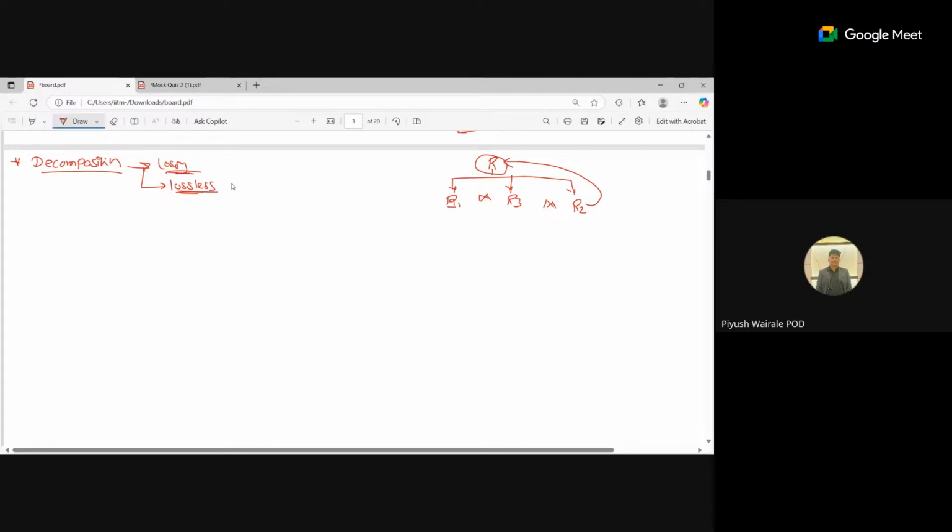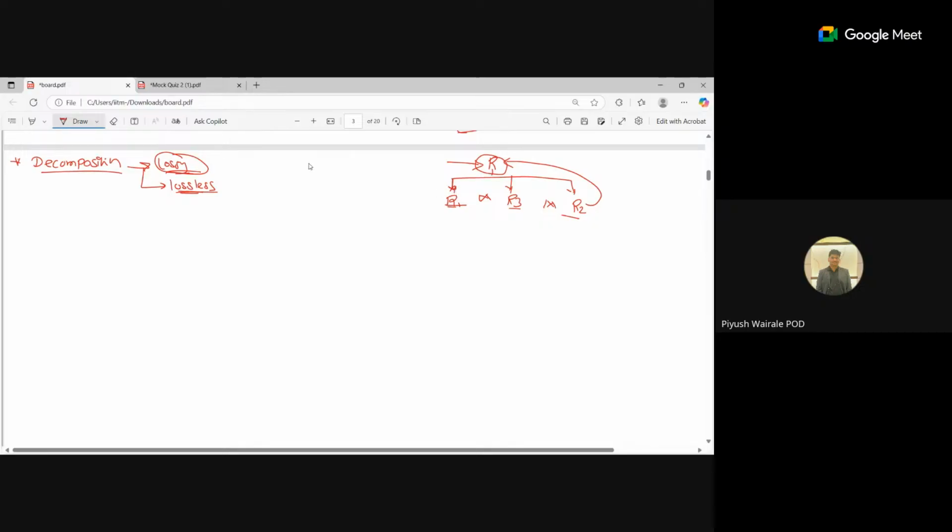Lossy means what? There can be a few extra rows. If there is a lossy decomposition and we perform a join operation, then we get some extra rows which are not present in the original table, or a few rows are missing which are present in the original table. That is basically a lossy decomposition here.